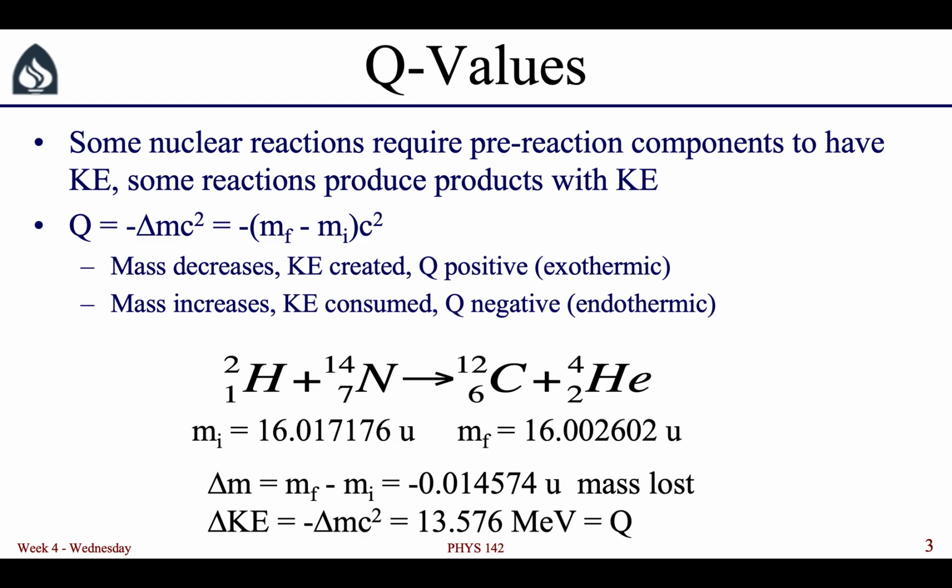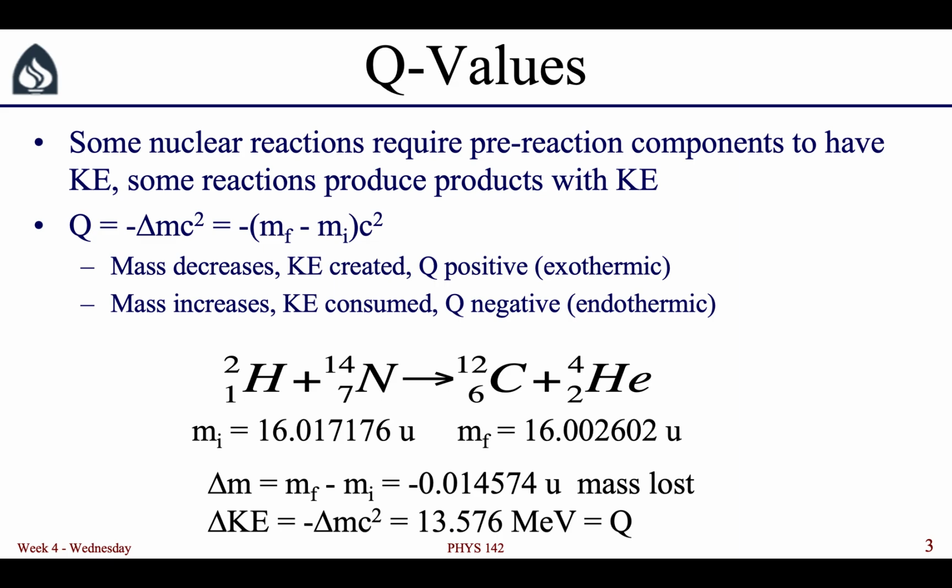On the other hand, if the mass increases, there needs to be energy that you're turning into that mass. And so the kinetic energy is consumed and Q is negative. This kind of reaction is called endothermic, and it requires that the components that come together to form the reaction have kinetic energy to begin with, so that that kinetic energy is available to be turned into mass.